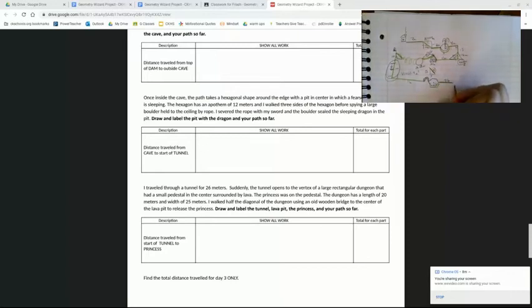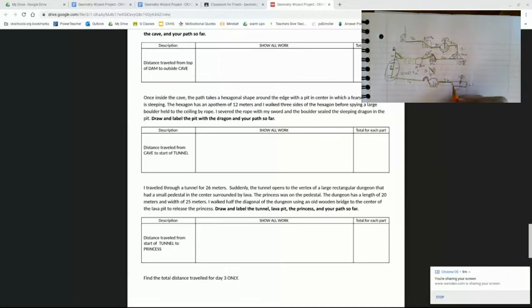to a rectangular dungeon. So something that looks like this. Rectangular dungeon. There's a pedestal in the middle with a princess on it. So here she is. It's a terrible drawing of a princess, like I said. Do slightly better than me. The dungeon has a length of 20 and a width of 25 meters.